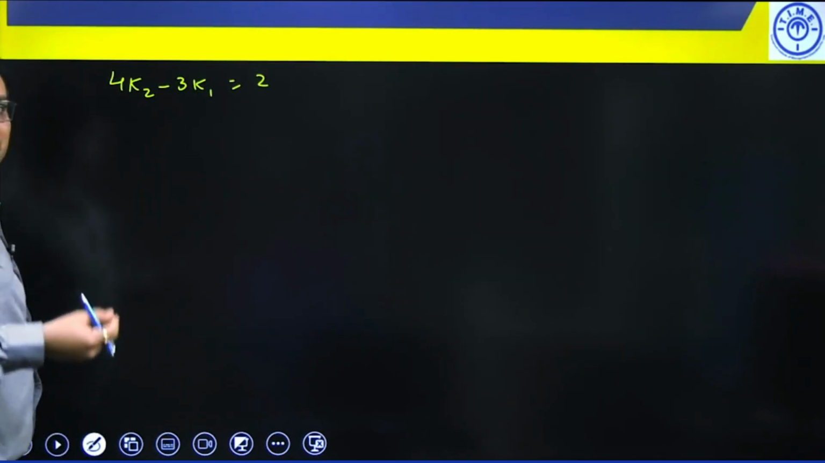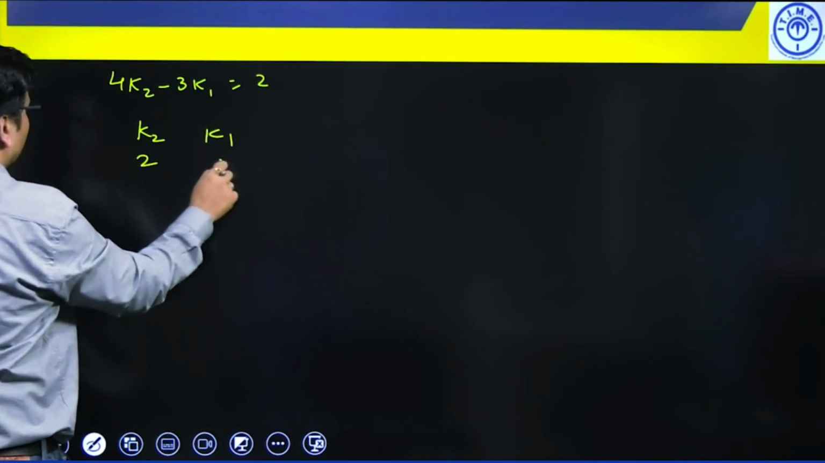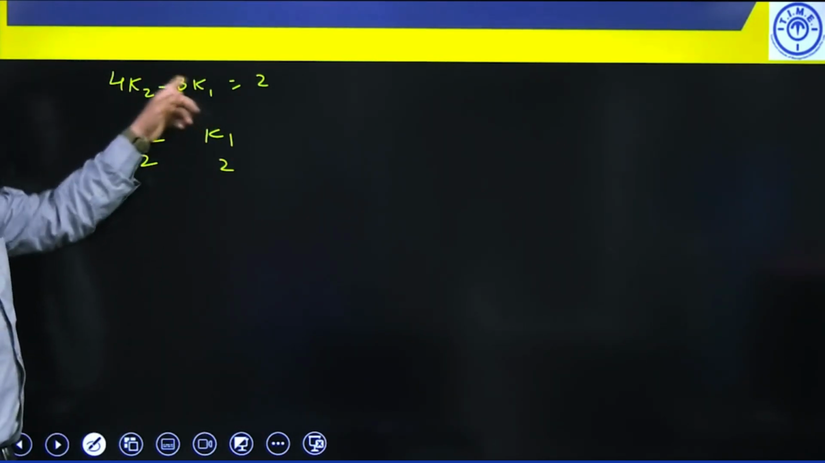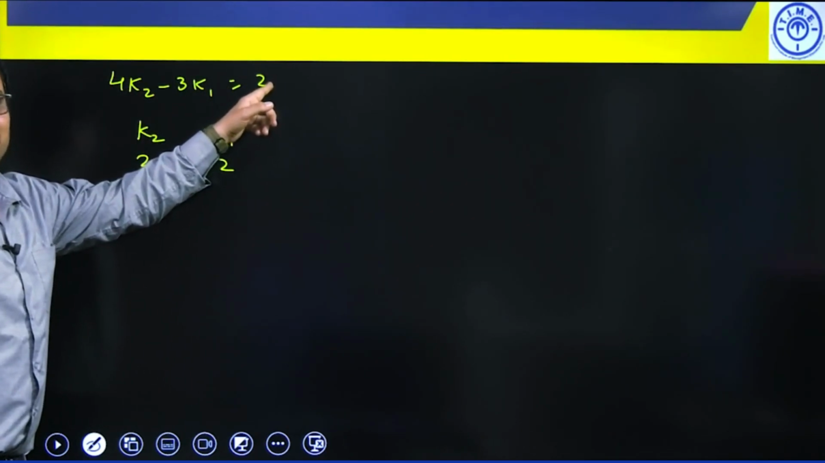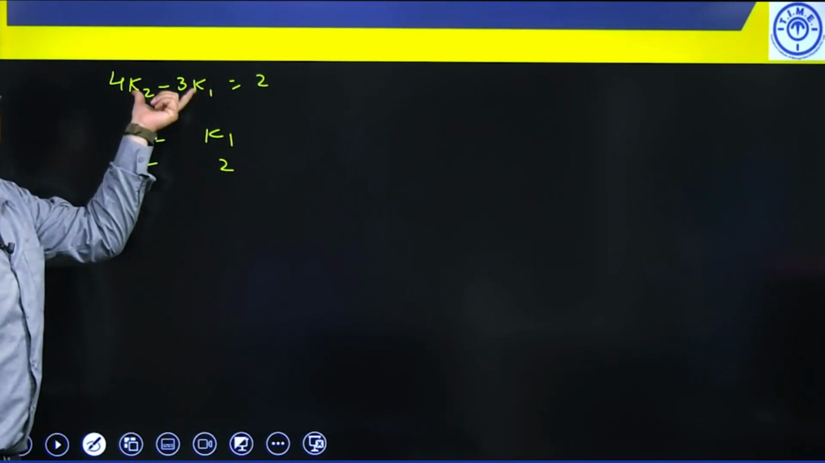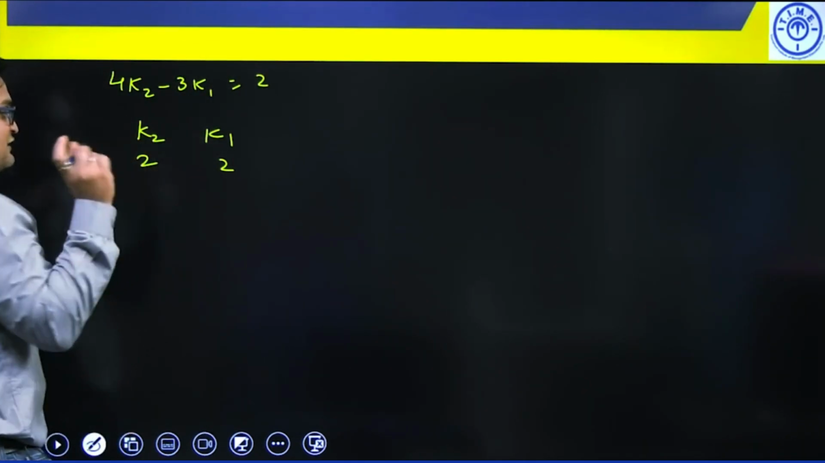So by hit and trial, can I say the minimum values of k1, k2 will be 2 and 2 each? Because if I put both of them as 1 each, then the difference I will get is 1, 4 minus 3, 1. So hence I need to put them as 2 each, so that the difference can be 2. So this is the least value. So k1 least value is 2.